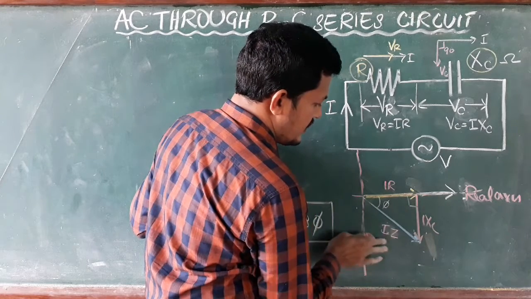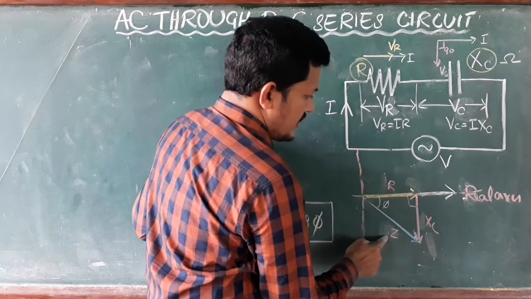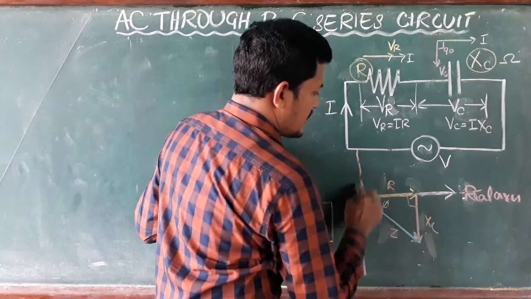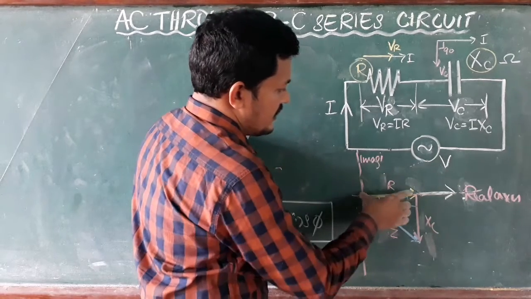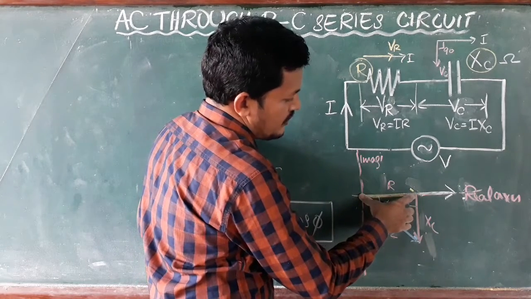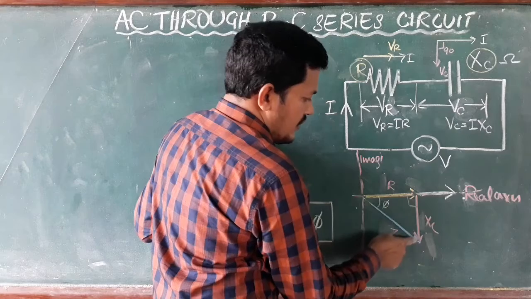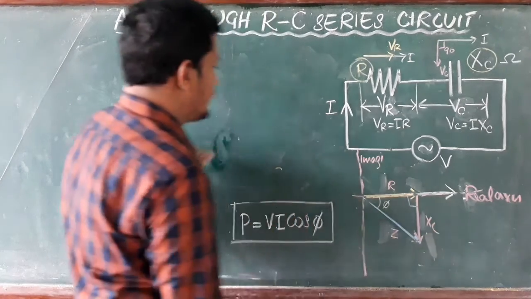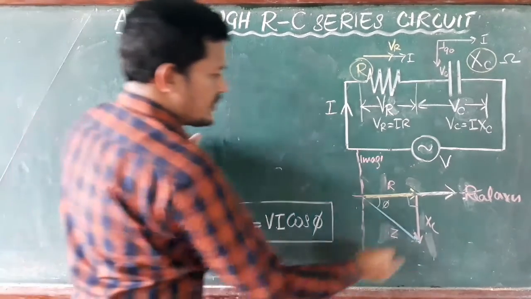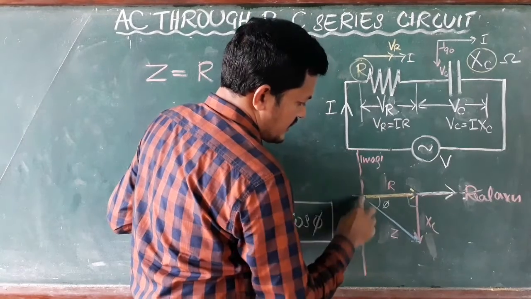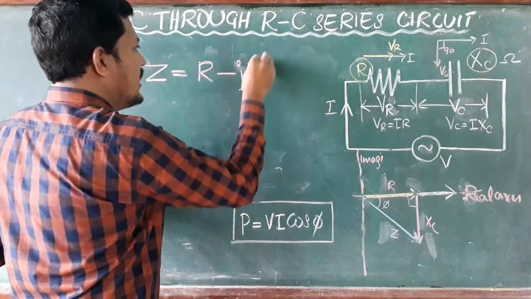Since I is common to all, it cancels. So this side is R, XC and Z. Clear? This one indicates the real axis, this one indicates the imaginary axis. Now it is very clear that this much positive real value is R, and this much is the imaginary value, which gives the total Z. So Z equals, we can write directly, the real value R, and on the negative side of the imaginary axis, minus XC, or minus imaginary XC.